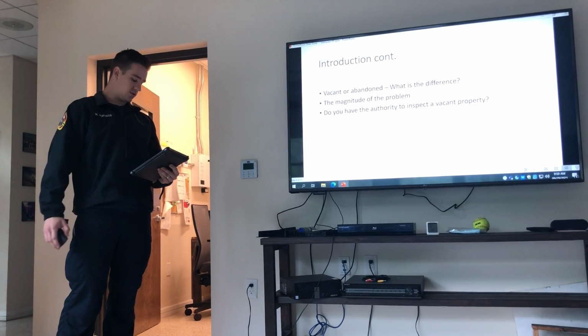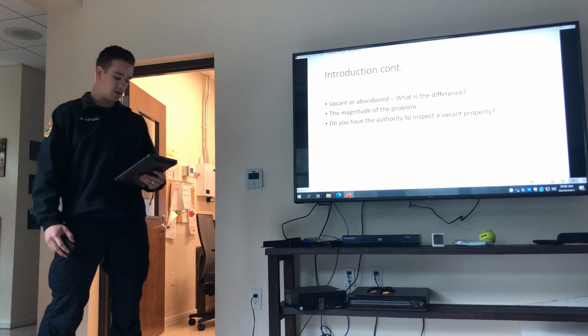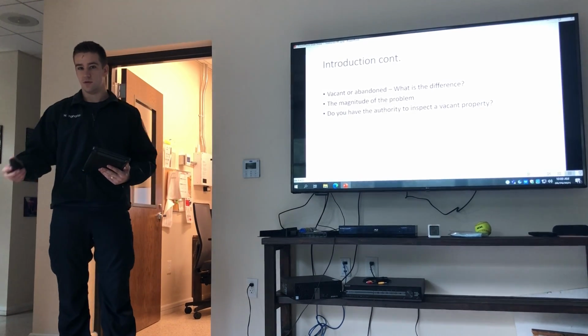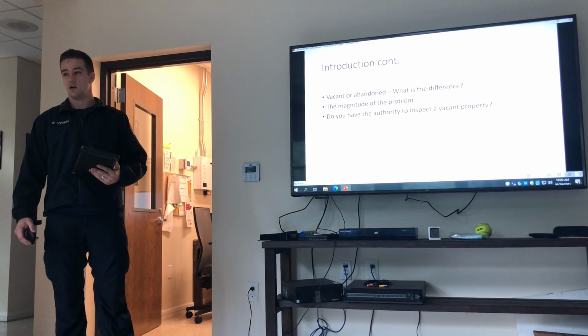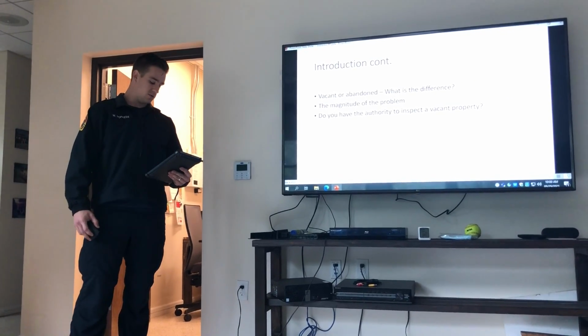Do we have the right to enter? Do you have the authority to inspect a vacant property? The authority to inspect is typically outlined in codes and ordinances adopted by the jurisdiction, so it's up to the evaluator to be responsible to know those codes and regulations before they go inspect these places.